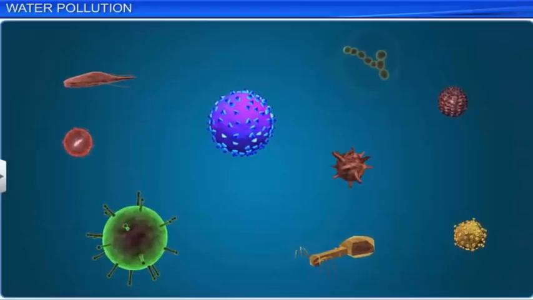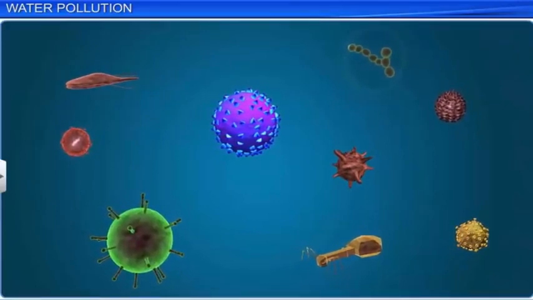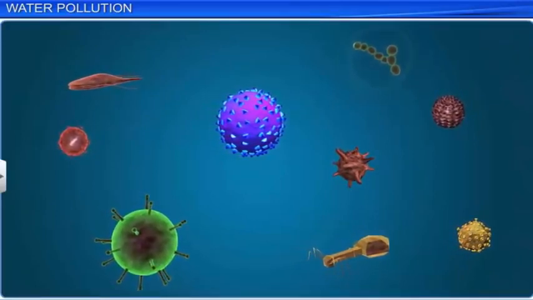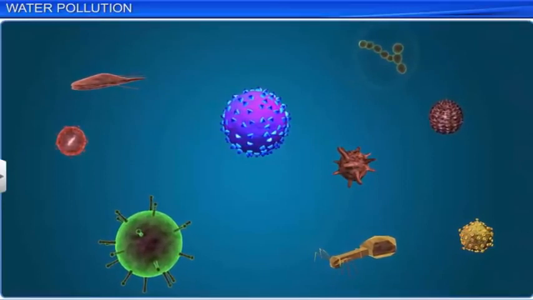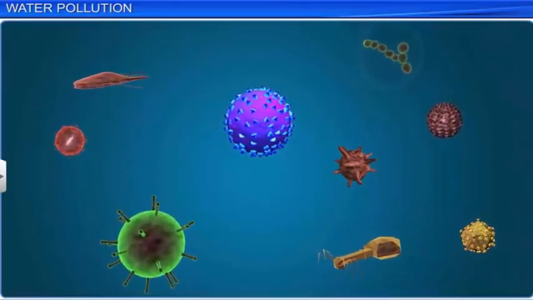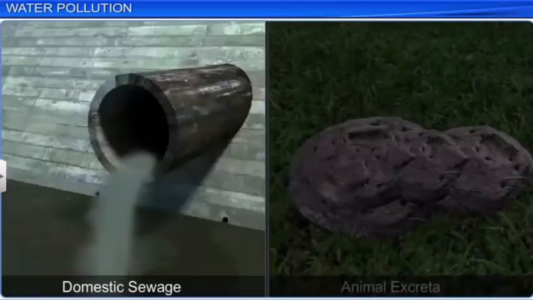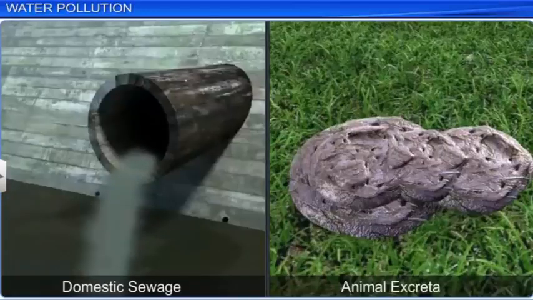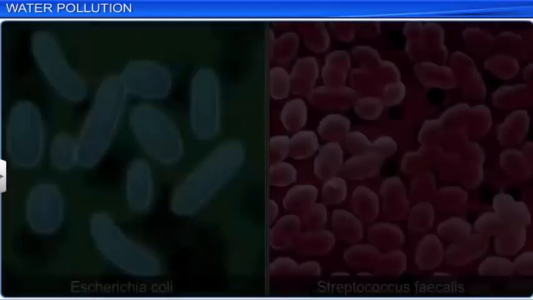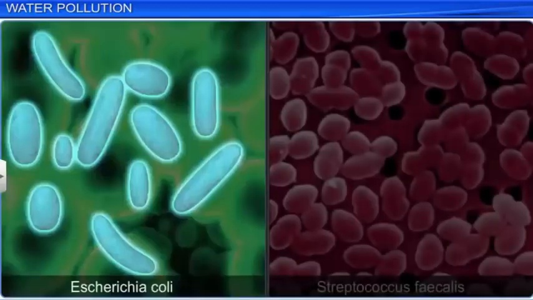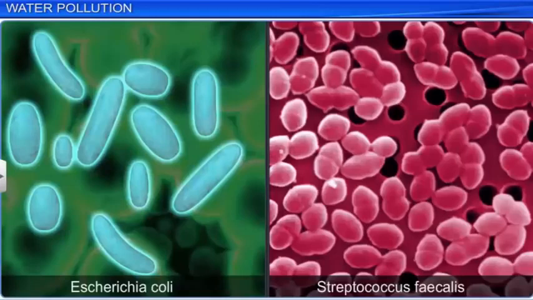Pathogens are the most harmful water pollutants. They include disease-causing microorganisms like bacteria and viruses. They enter water from domestic sewage and animal excreta. Escherichia coli and Streptococcus faecalis are some pathogenic bacteria that cause gastrointestinal diseases.